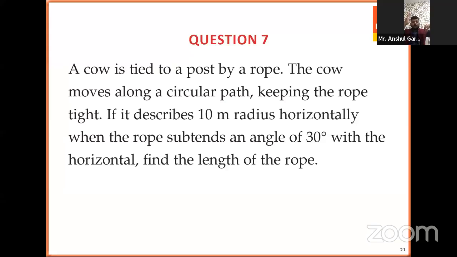Now the cow moves along a circular path, keeping the rope tight. The rope is completely tight. So it describes a radius of 10 centimeter horizontally. Okay, this is horizontal. When the rope subtends an angle of 30 degree with the horizontal, now find the length of the rope. We have to find the length of the rope.